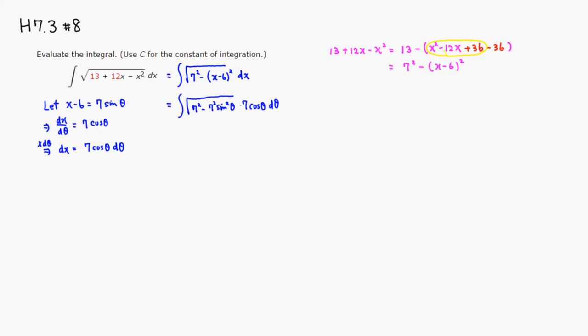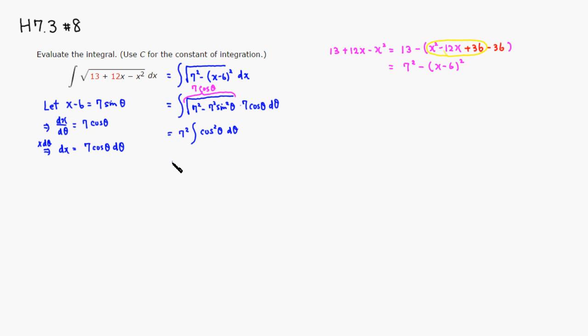Then we can simplify this. Square root of 7 squared, so 7 is pulled out. 1 minus sine squared is cosine squared, and with the square root you just get cosine of theta. So what you get is 7 times 7, so 7 squared, which I just pull out, and you have cosine times cosine, cosine squared of theta d theta.